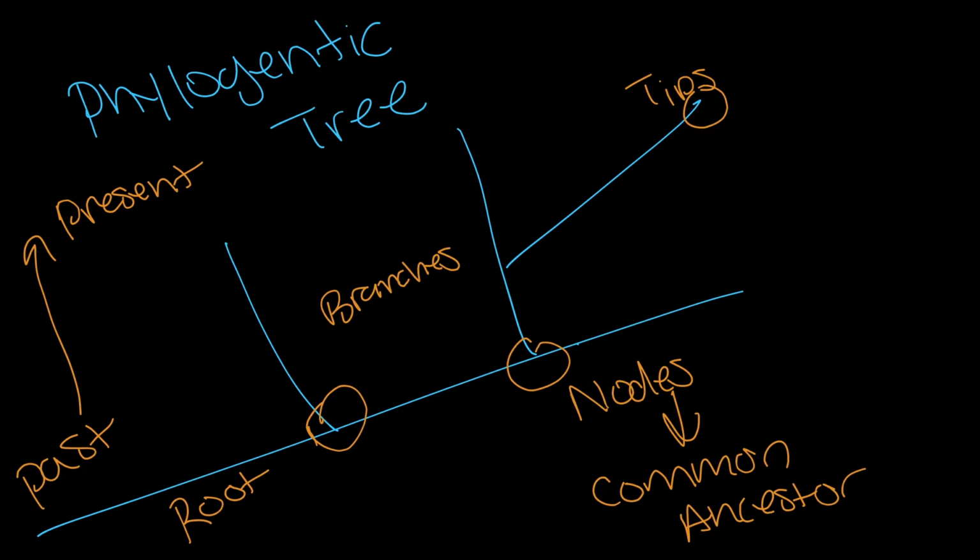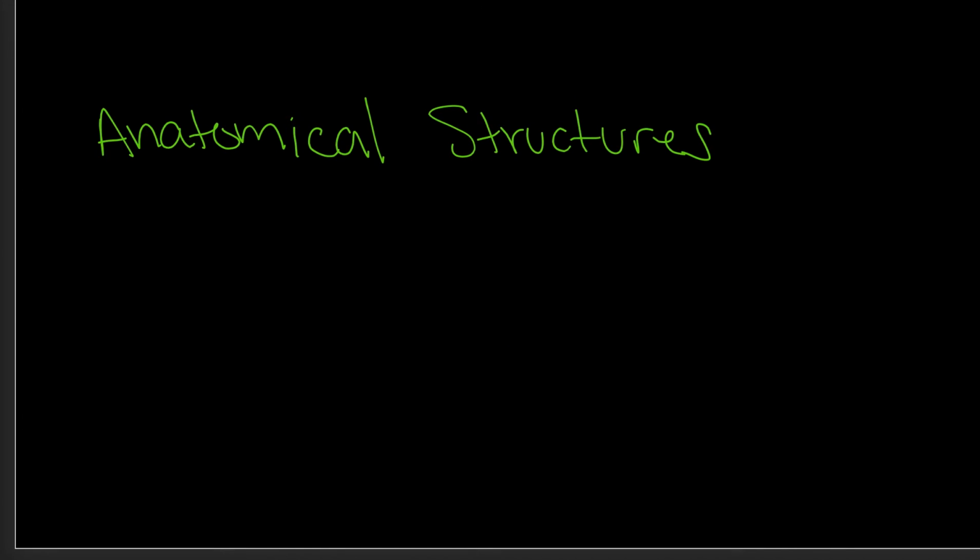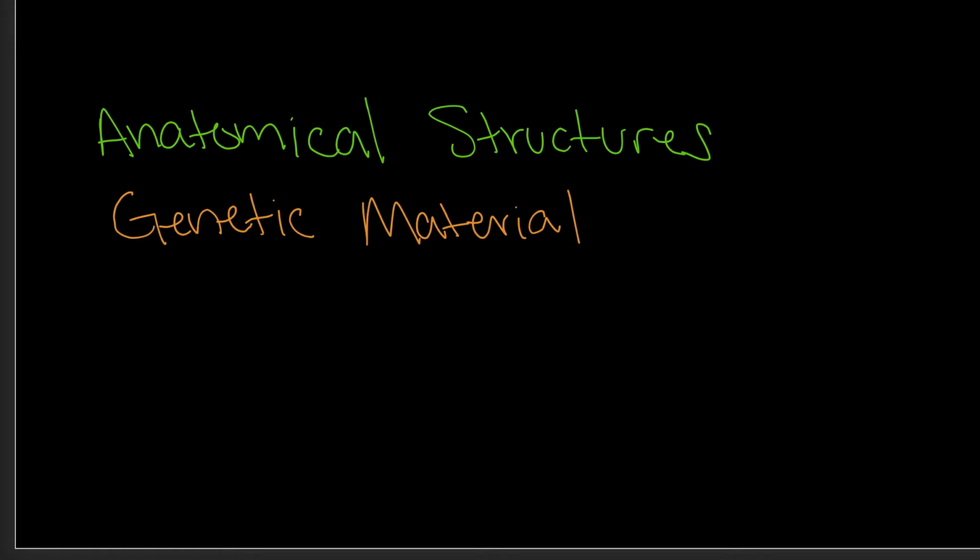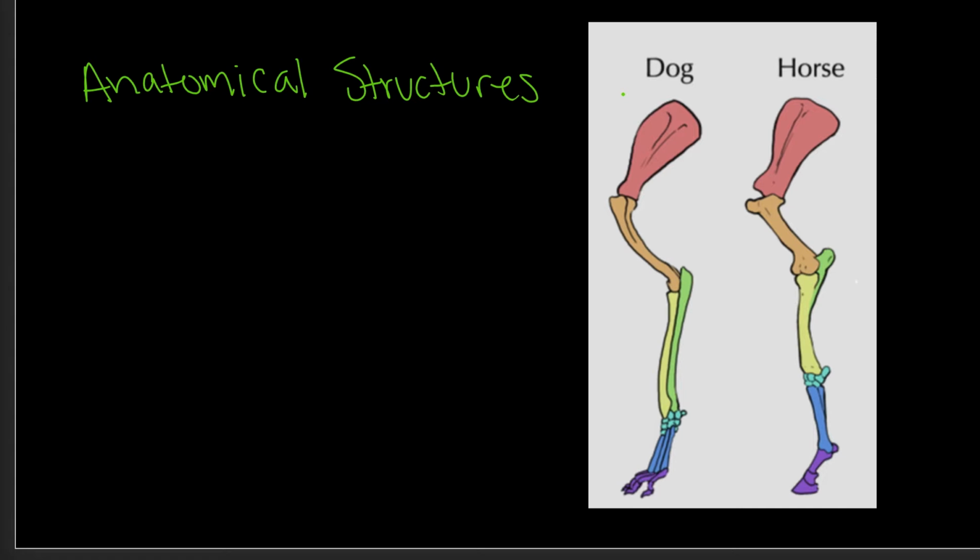Trees are a hypothesis of a species' evolutionary history. And because we can't go back in time and record the exact history of a species, scientists use different types of data to come up with phylogenetic hypotheses of common ancestry by comparing anatomical structures, genetic material, and the fossil record. When comparing species, we often see similarities in anatomical structures.